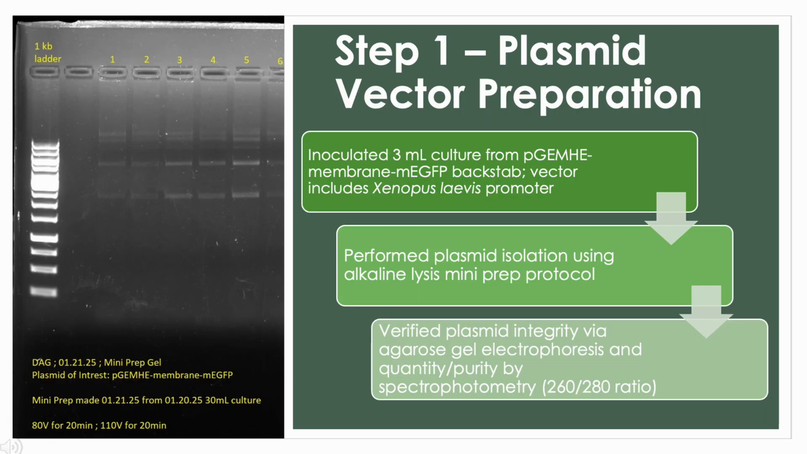First, upon receiving the plasmid pGEM-HE membrane mEGFP, we transferred the sample from the stab into a 3 ml bacterial culture, which was incubated overnight at 37 degrees Celsius for 16 to 24 hours. The plasmid includes a Xenopus laevis promoter sequence, which enables later expression in oocytes. Following incubation, we isolated and purified the plasmid DNA from the bacterial culture using an alkaline lysis mini-prep protocol. To ensure the integrity and purity of the plasmid, we assessed DNA quality using agarose gel electrophoresis to check for intact plasmid structure and spectrophotometry to measure the 260-280 absorbance ratio for purity.